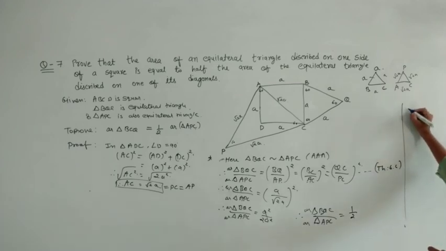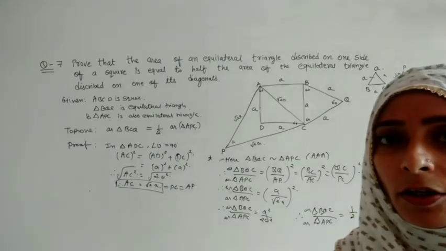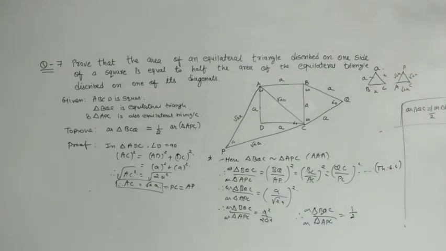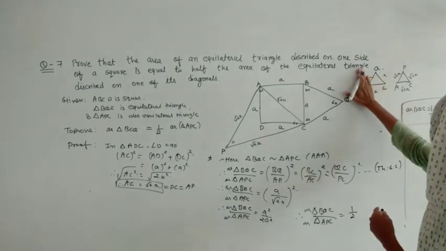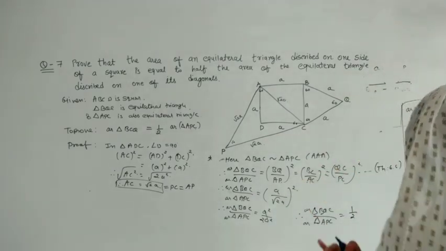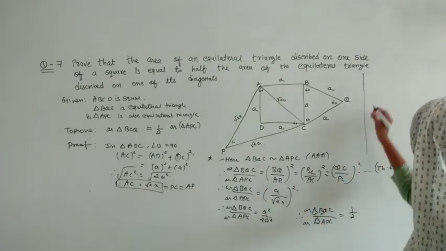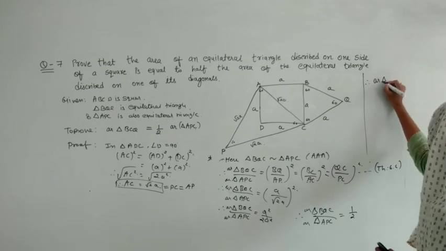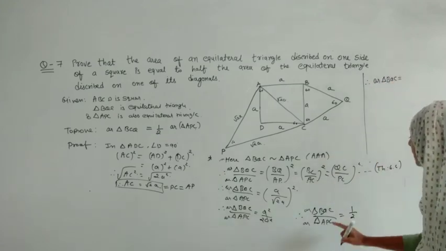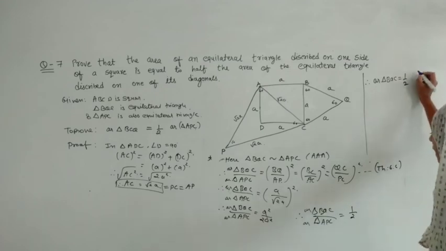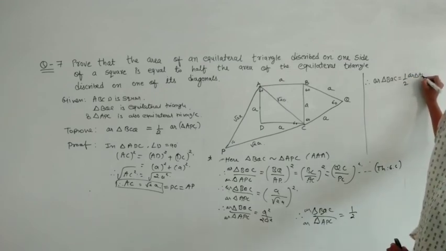So finally we can write that the area of triangle BQC is equal to half of the area of triangle APC. That is what we had to prove, and that thing we have already proved. If you can't see over here, let us rub this out so you can see it clearly. So here we mention that the area of triangle BQC is half of the area of triangle APC.